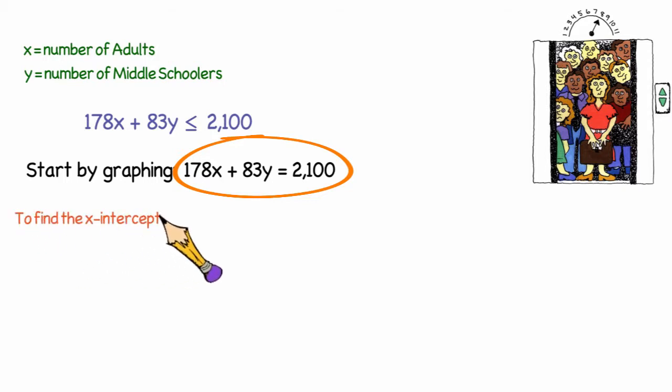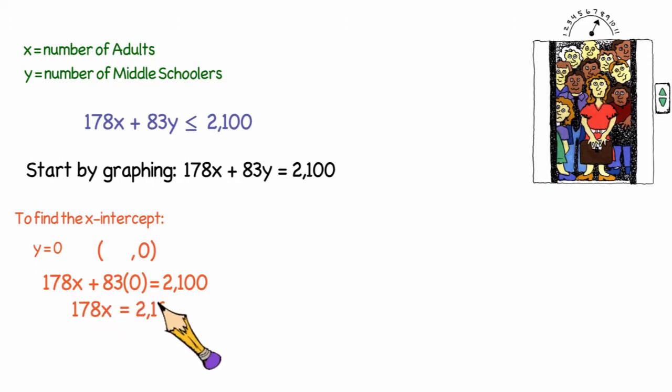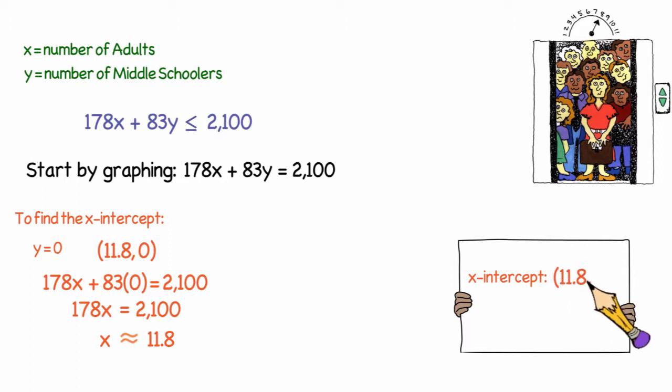So to find the X-intercept, I already know that my Y value is going to be equal to 0. So I'm going to plug in 0 for Y. I get 178x plus 83 times 0 equals 2,100. And so I have 178x equals 2,100. Divide both sides by 178. And I get approximately 11.8 is equal to X, which means X represents the maximum number of adults. So it looks like when it's at capacity, just under 12 adults, or simply put, 11 adults can fit on there at any one time. So that's my first coordinate, which is (11.8, 0).